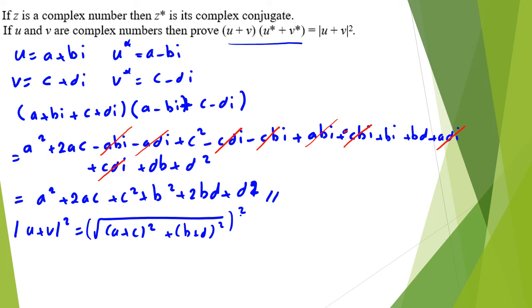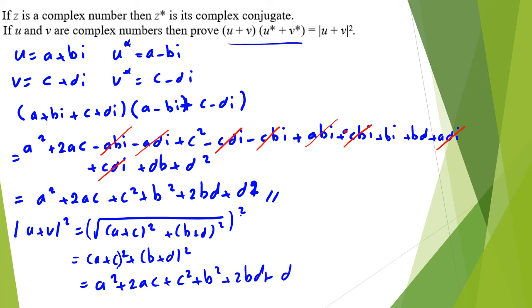Okay, so squaring will eliminate the square root, so you'll end up with a plus c squared plus b plus d squared. Now if you expand, rearrange, simplify, you will end up with a squared plus 2ac plus c squared plus b squared plus 2bd plus d squared, and it's the same as this one here, so you say proven. So you can see the hard bit in here is just the expanding, and making sure that you're doing the signs correct. Otherwise it's quite straightforward.